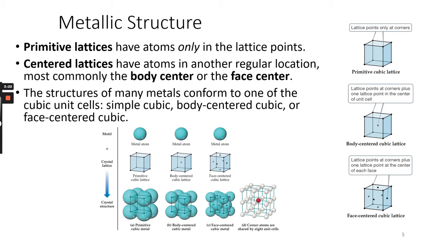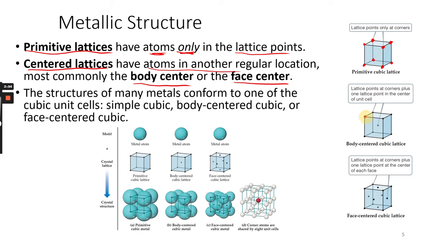Let's talk about your metals, or the metallic structures. So you could have what's called a primitive lattice, where you only have atoms at the lattice points. So here you see you only have atoms at the points. This is called a primitive cubic lattice. Then you could have centered lattice, where you have atoms in other regions, not just located at the lattice points. The most commonly is called body-centered or face-centered. These are 2 common ones.